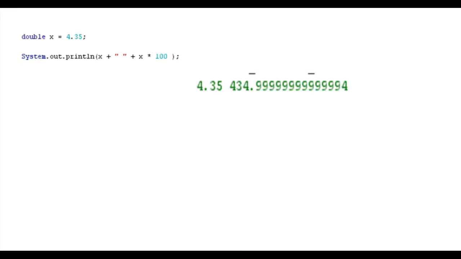So what is the result when we do this? Well, you'll notice we get something weird. We get 4.35 when we print it out as a double, but as soon as we do a math calculation on it, we do some work on it, we get 434.9999994. So what is actually going on here?